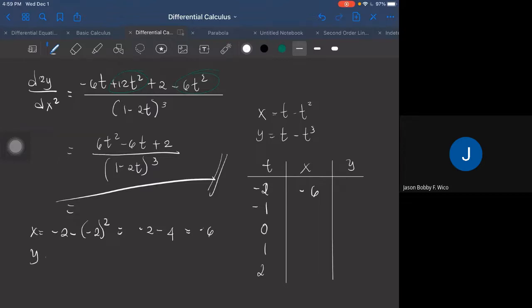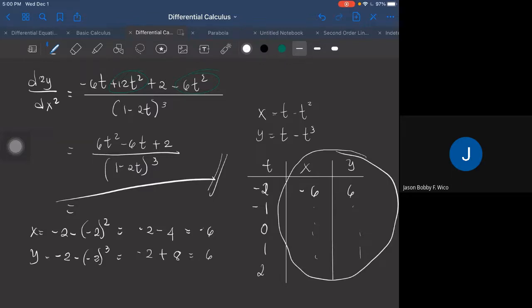So that is negative 6. And for the y, you have negative 2 minus negative 2 cubed. So that's negative 2, and then this, of course, is negative. Negative and negative becomes positive. So you have 8. So we have here 6, and so on. And then you graph that in the xy plane. Ito siya. I-graph mo yan sa xy plane, para makita mo yung direction ng motion.